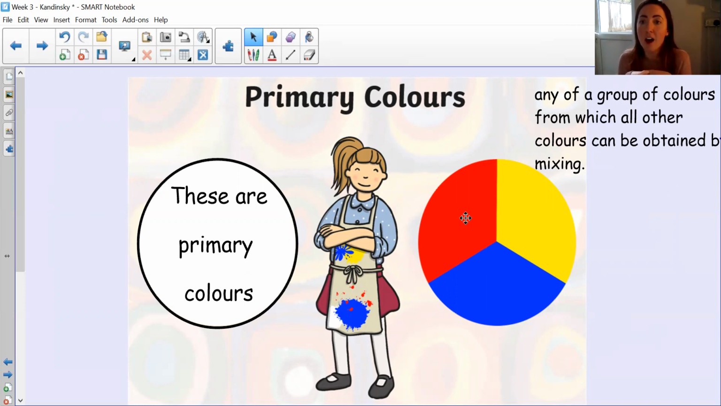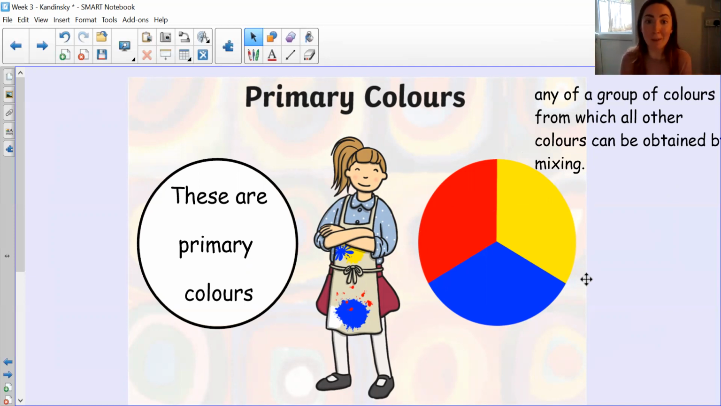And primary colours are any of a group of colours, that's these three colours, from which all other colours can be obtained by mixing. So that means that any colour is obtained by mixing these three colours. That doesn't mean all three at the same time. It can be a combination of the two, which makes one colour, and then combine that with another combination of another two, which makes another colour, and you can go on forever mixing. But these three colours are the three colours that we start with to make any other colour. They are called the primary colours. Can you say primary colours?